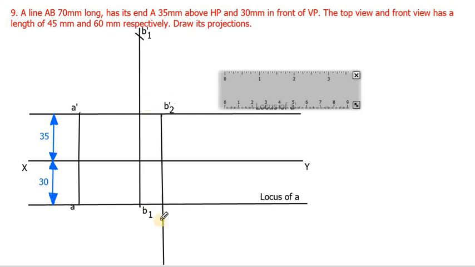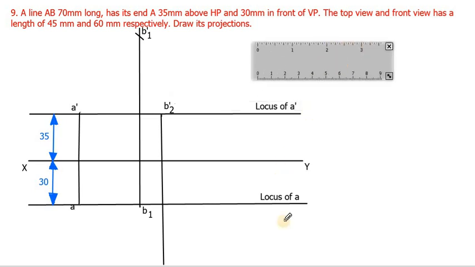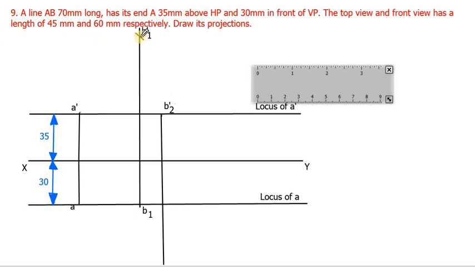It is not compulsory that it should be B1 dash. You can mark whatever name you want, but you must be very careful that the name should not get repeated anywhere. You should use different names. Then we can draw a locus line towards this B1 dash point.